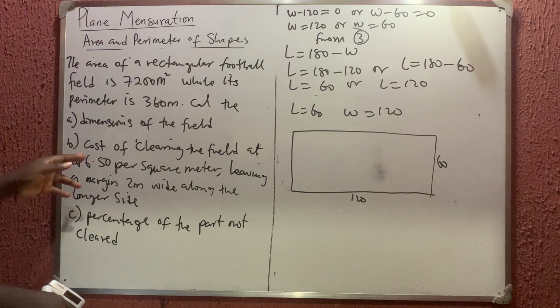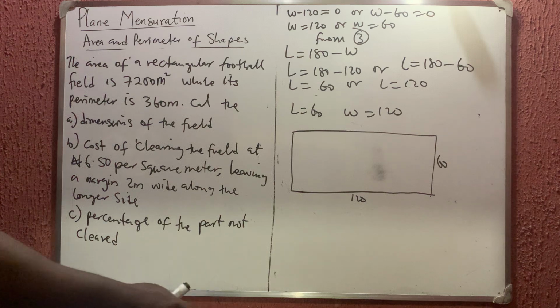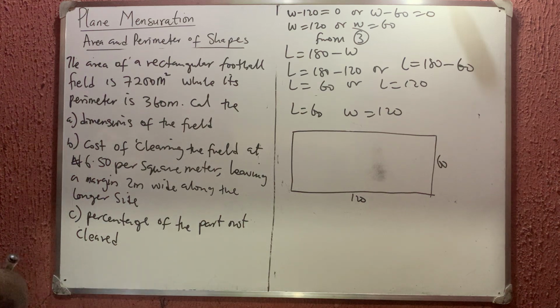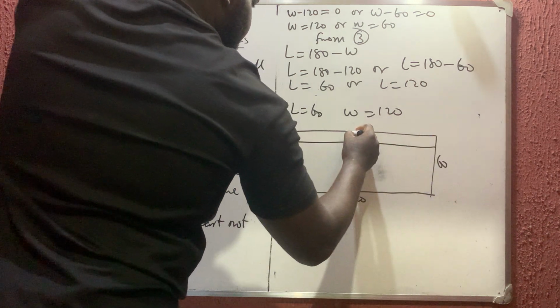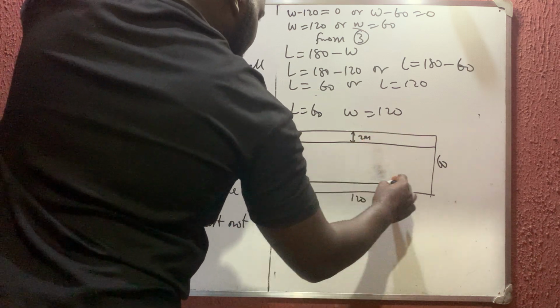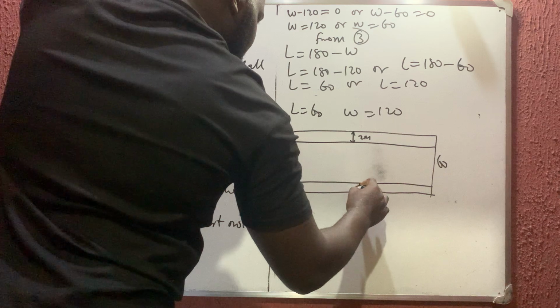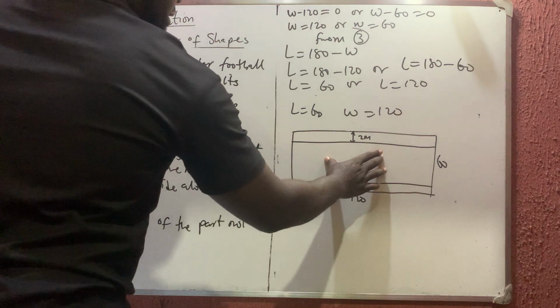Then they say we should calculate what? The cost of clearing the field at 6 naira per square meter, leaving a margin of 2 meters, then clearing the rest. So let us assume that the margin we are leaving is like this. We are leaving 2 meters here. Equally, we are leaving 2 meters here.